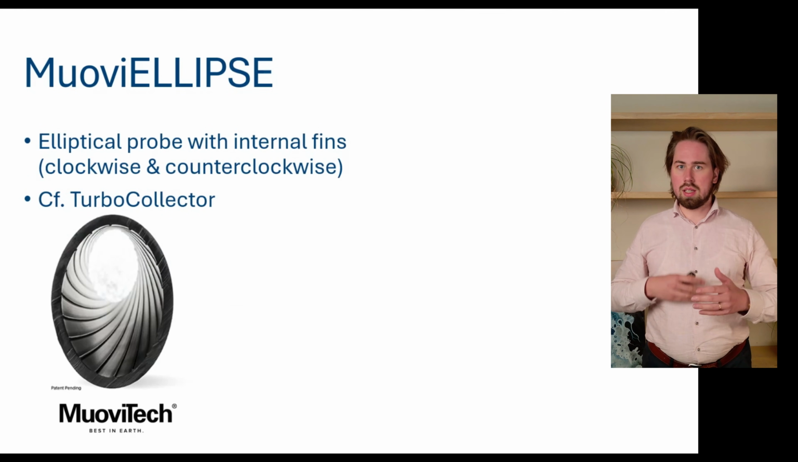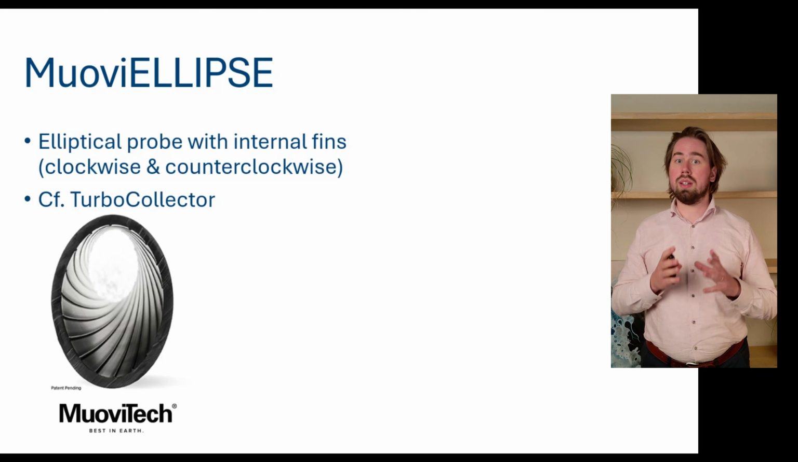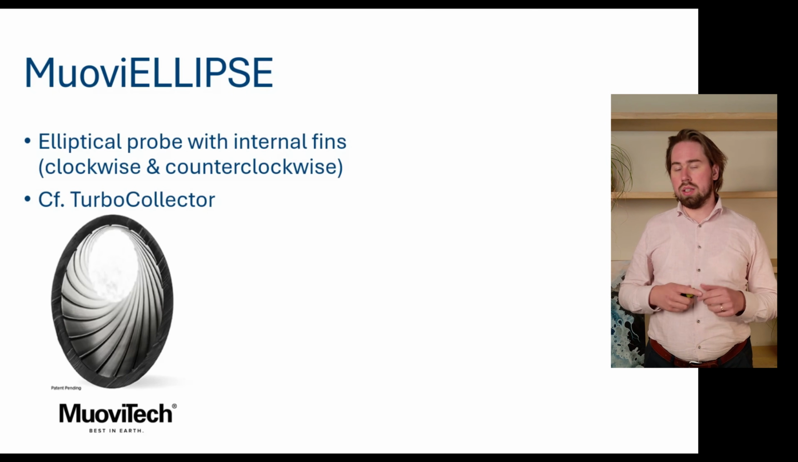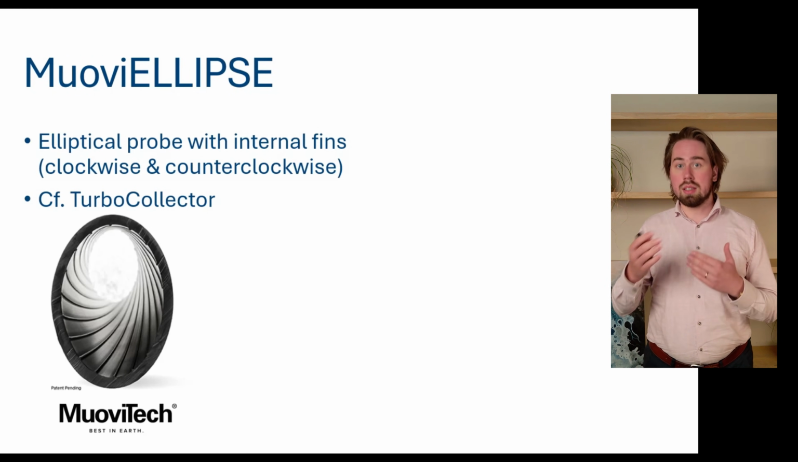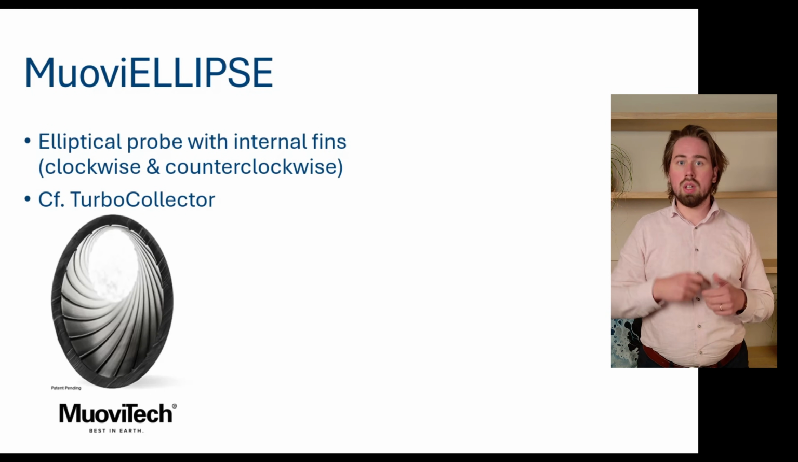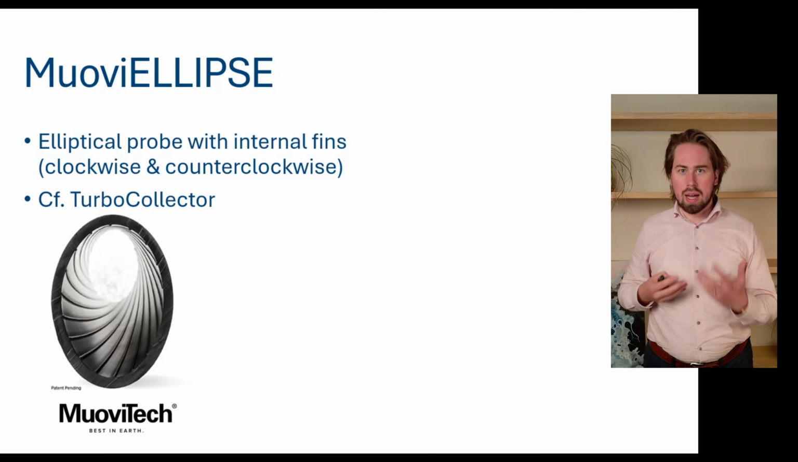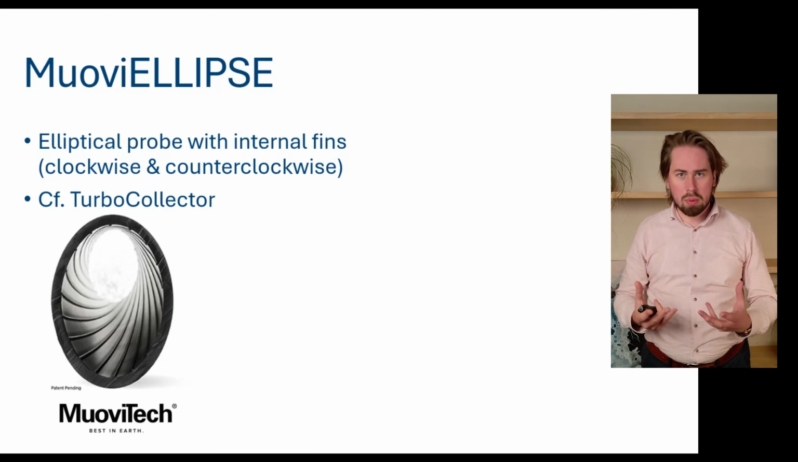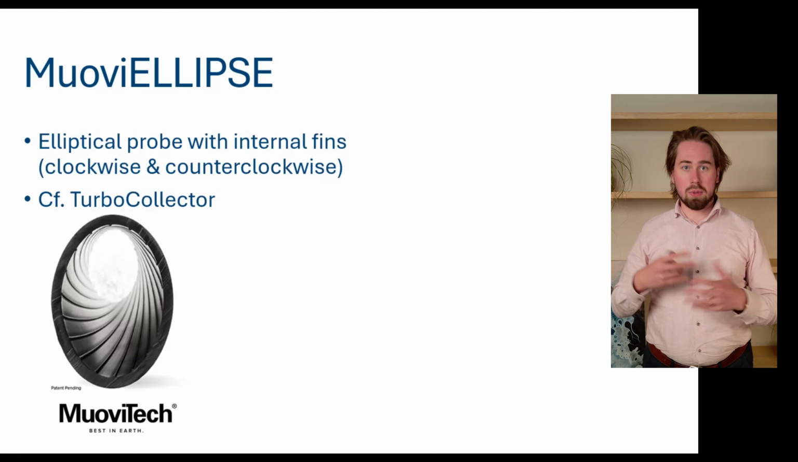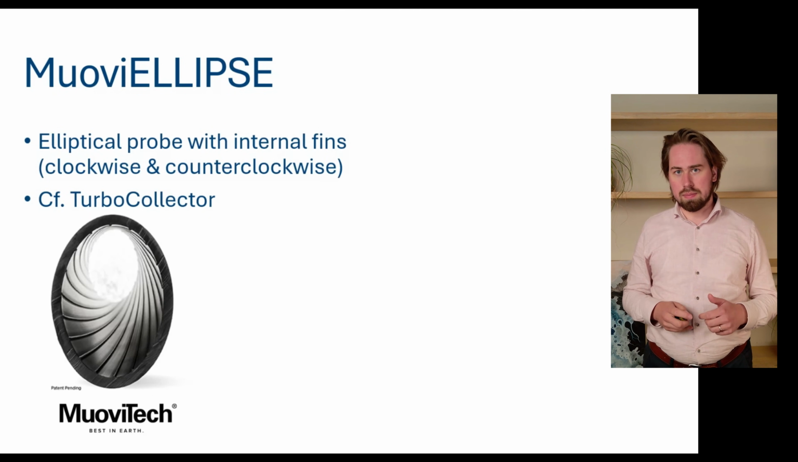And today I want to talk with you about the MuoviELLIPSE, the latest innovative product from Muovitech that has been released today in GHEtool Cloud. So let's get started. The MuoviELLIPSE is, as the name suggests, not a circular but an elliptical heat exchanger. And just like the turbo collector, it has internal fins which rotate clockwise and counterclockwise when you move through the pipe. And the idea behind these internal fins is that it enhances the turbulence so that your heat transfer becomes better even at lower flow rates.